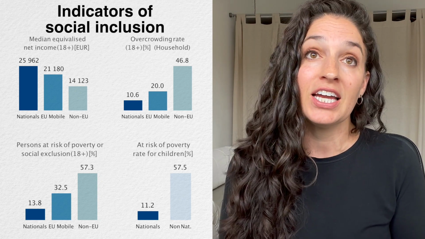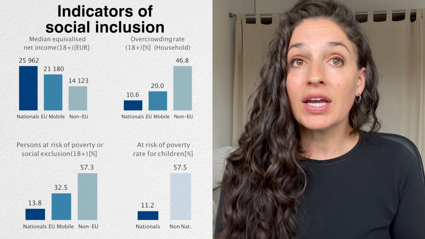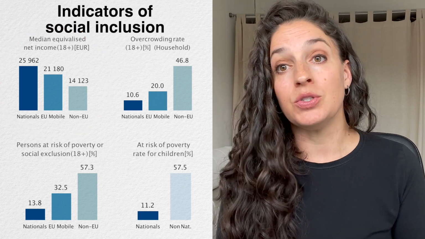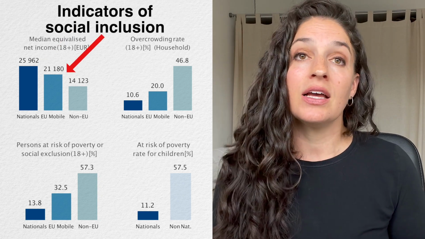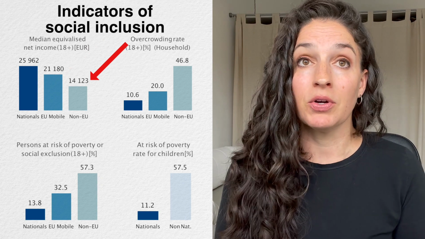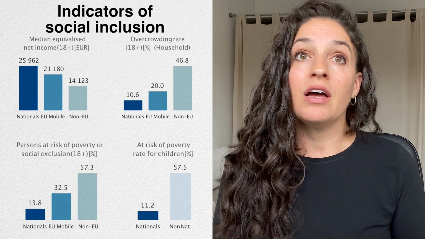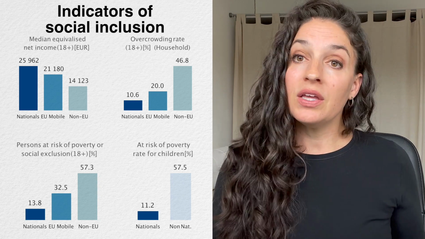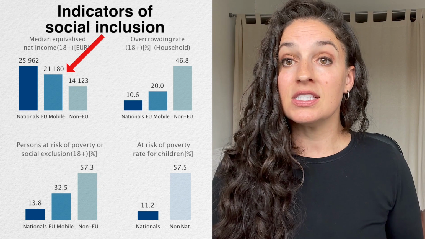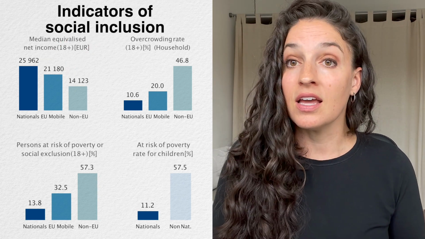Now we can turn to a couple of measures of social inclusion in Sweden, and the first one we can look at here is net income. So if we look at income, we can look at this between nationals, EU immigrants as well as non-EU immigrants. And you can see that non-EU citizens have the lowest net income of all of the groups, with EU citizens in second place and then Swedish citizens with the highest net incomes.